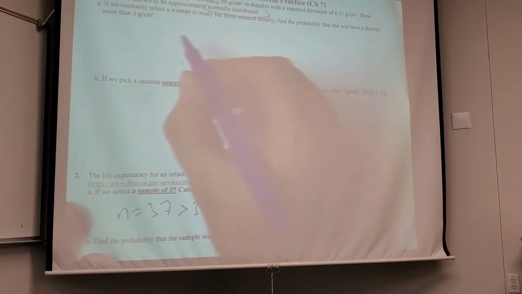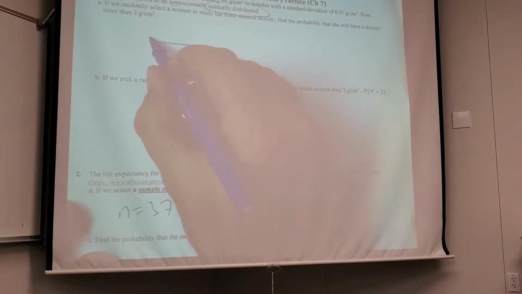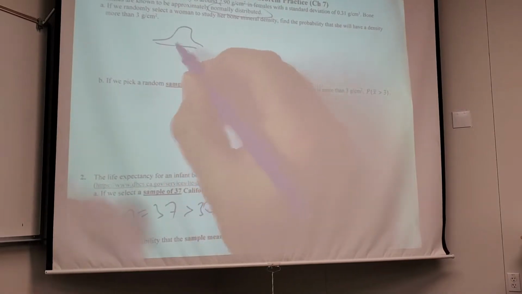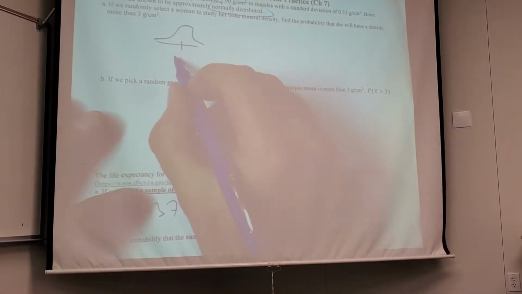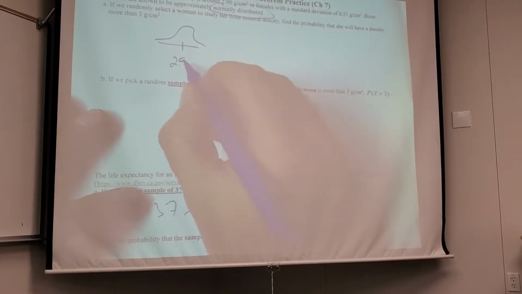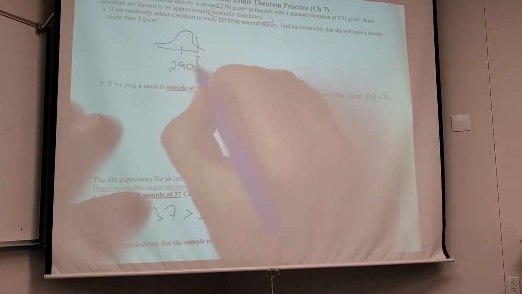So this one we already did, but just a real quick. I know it's normal, so I can draw this picture. Jeff, it never looks good when you look down. What goes in the middle? 2.9, because it's a mean. I like it. And then I want more than 3.